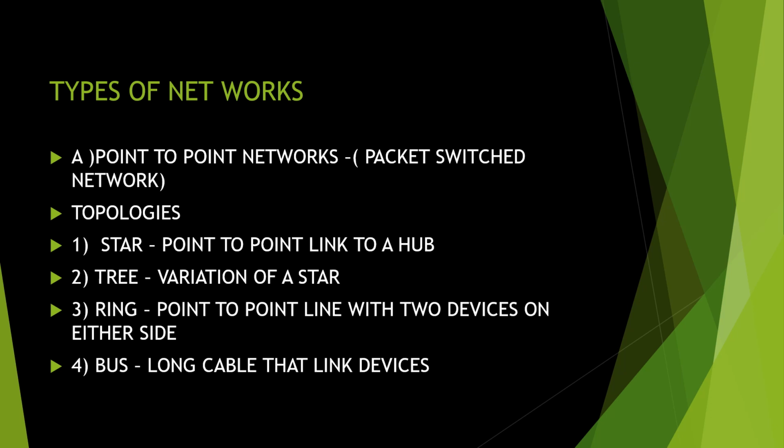And next is ring. If there is a point-to-point line with devices on either side, both sides, connecting like a ring, that is the case of ring. Next is bus, a long cable that links devices. We usually see a long cable linking and connecting to the devices. So we have seen four types of point-to-point network: star, tree, ring, and bus.